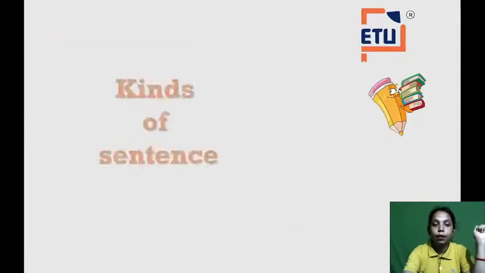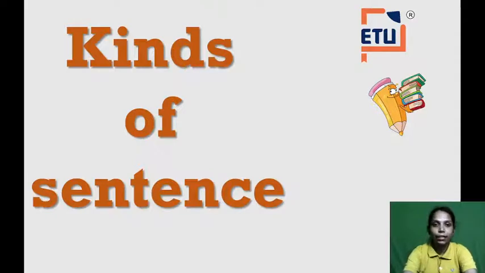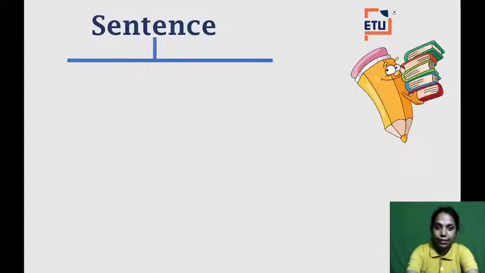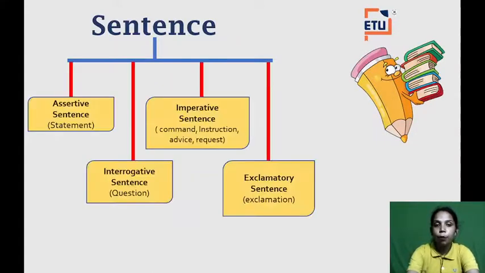Now we will be doing kinds of sentences. Now the main session begins. Sentences have how many parts? There are 4 parts of sentences. First one is the assertive sentence. There are some words that I will be telling you and you have to remember this, and I am sure that you will remember it for the rest of your life. You will never forget it.